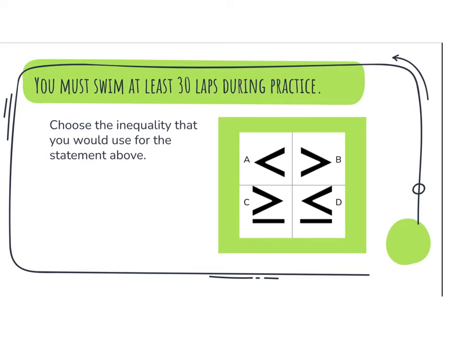Okay, so what we're going to be doing here is we're going to go ahead and write in the inequality, and you're going to pick based on the keyword if it's going to be less than. So this is less than. This is greater than. This is greater than or equal to. And this is less than or equal to.